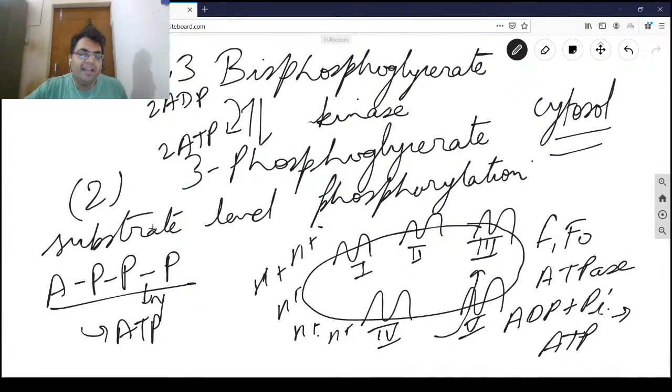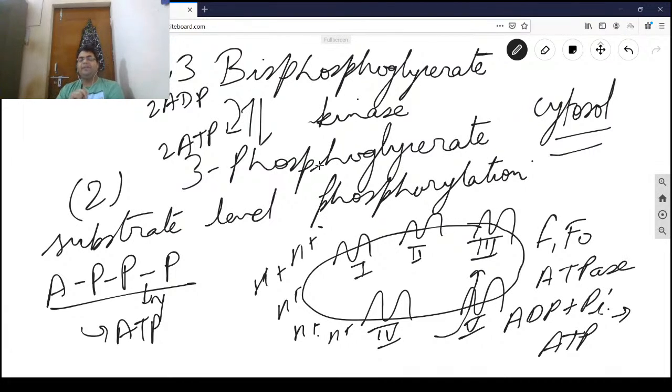Means ADP has been phosphorylated by a substrate here. Substrate is 1,3-bisphosphoglycerate. It has donated a specific phosphate molecule to an ADP molecule and phosphorylated it to successfully form one ATP molecule. So two molecules formed two ATPs in that process because each donated one phosphate group. Okay, resulting in the formation of two 3-phosphoglycerate molecules. Here you can see the phosphate at the first position carbon is not there, so it is only 3-phosphoglycerate.